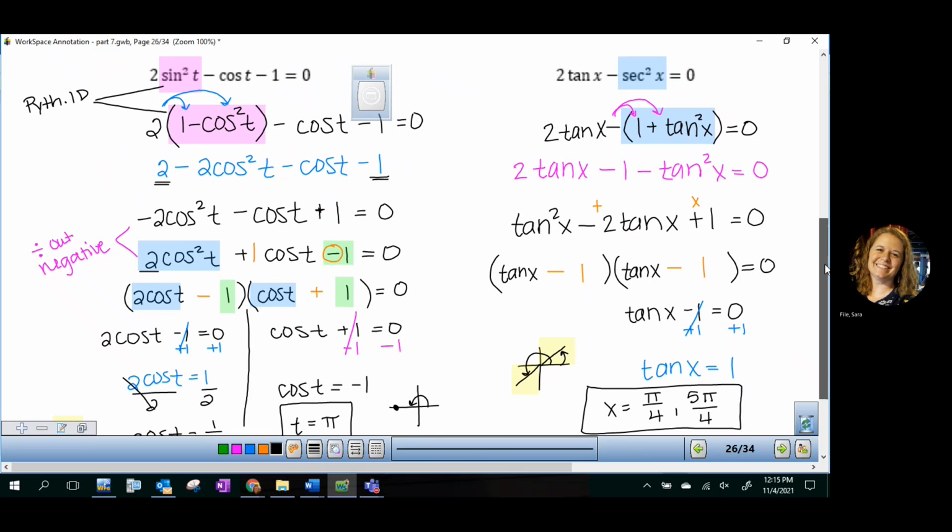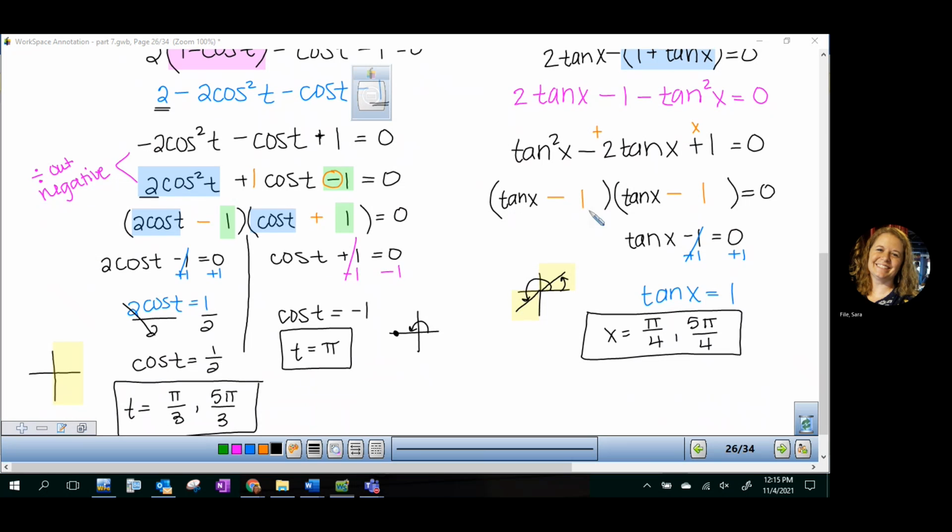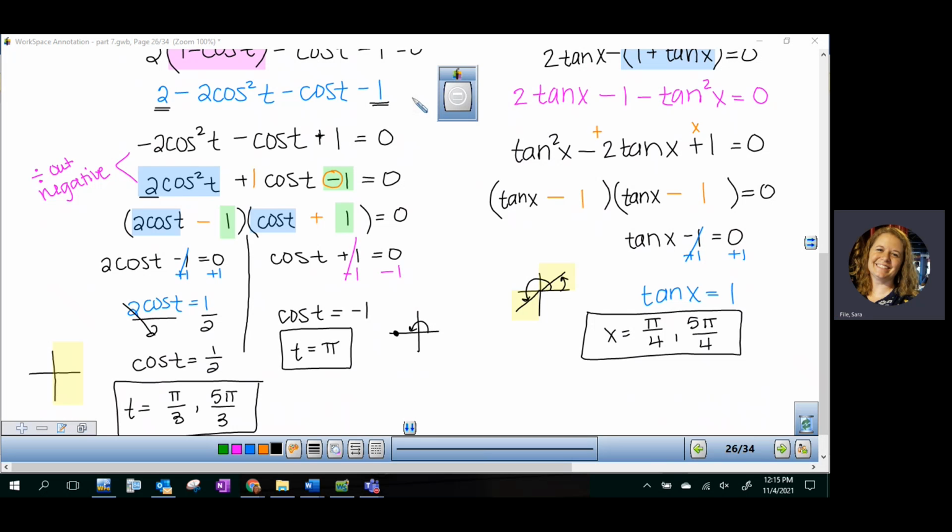Awesome. How y'all feeling about these? The ones where you're factoring, those are a little tougher, I know. They take several steps. It's a long problem. Be careful.